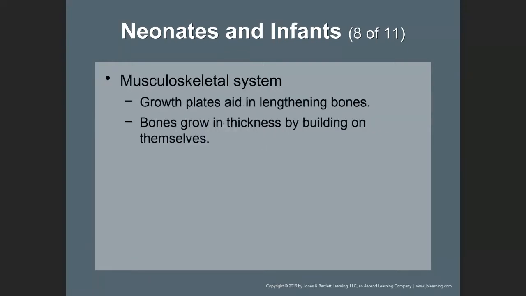For their musculoskeletal system, growth plates aid in lengthening the bones. That's where we have the epiphyseal plate or line where the bones grow from. Bones grow in thickness by building onto themselves.